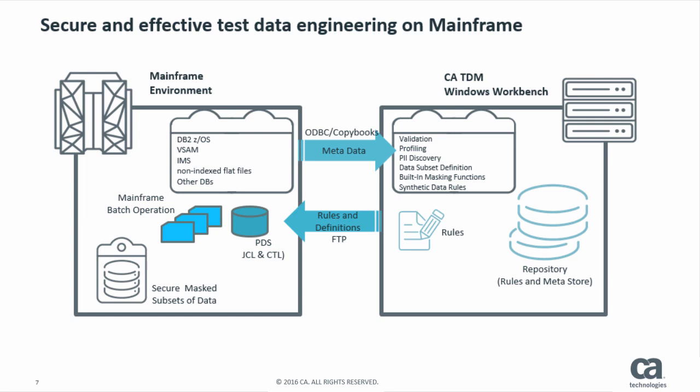So going full cycle then, we extract the metadata, we build the rules on the Windows platform, we send those rules back to the mainframe as a PDS library, and we run a batch operation to create this set of secure masked subset of data ready for you to test with. And the good news is data never has to leave the mainframe. We can take advantage of the performance, the security, the reliability of that mainframe platform and avoid other risks by exporting data off mainframe in order simply to manage it from a test data perspective.